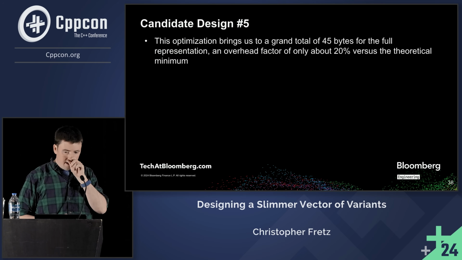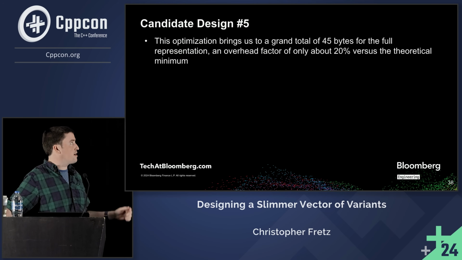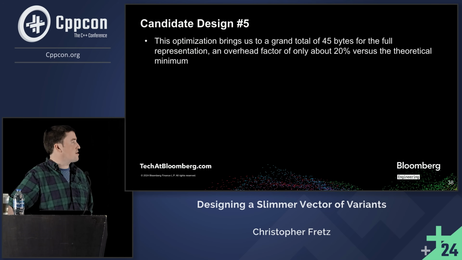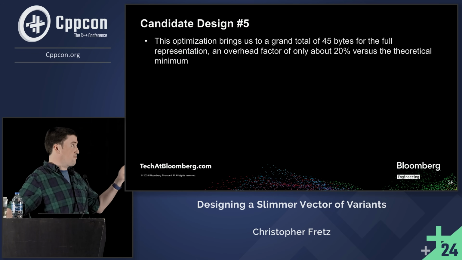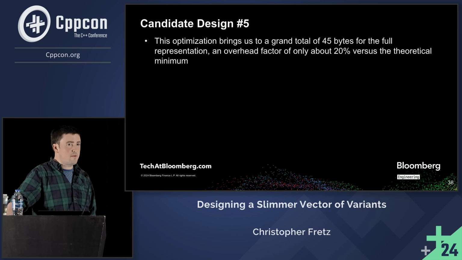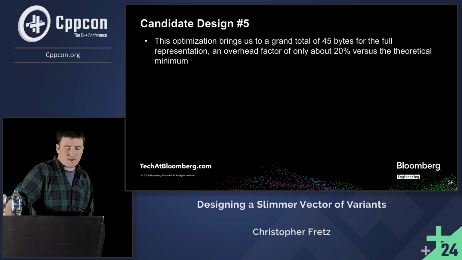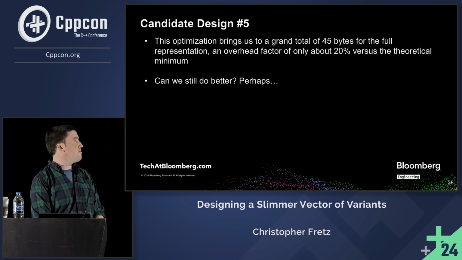And so for candidate design number 5, this optimization brings us to a grand total of 45 bytes for the full representation. Our theoretical minimum was 37 bytes, so this is actually pretty good. It's only about a 20% overhead versus the theoretical minimum. So I was pretty excited about this. Can we still do better at this point? Perhaps. There are some things we could probably do.